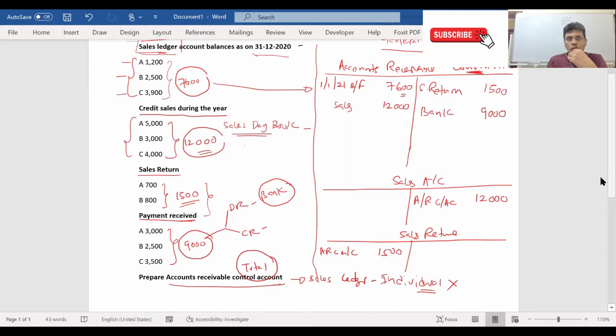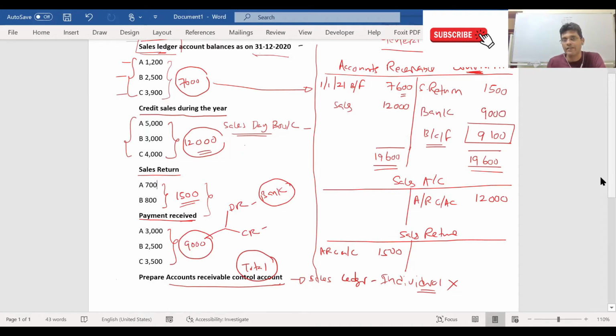So when you take the closing balance of the control account, what is the closing balance? Which is not required. I am just trying to explain this. The total is 19,600. What is the carried forward balance here? It should be 9,100. So this 9,100 should match with the individual customer balances.